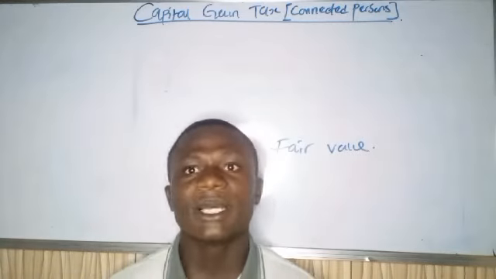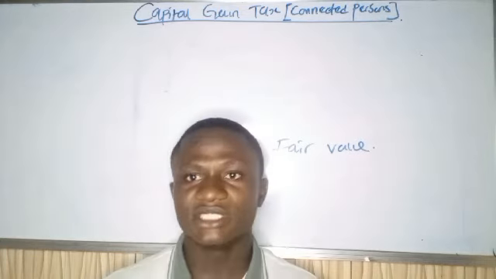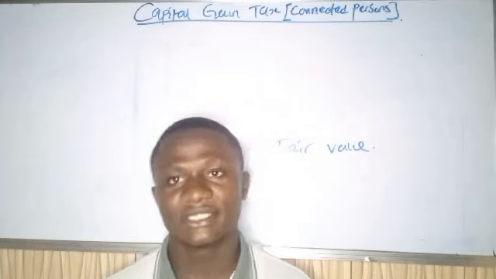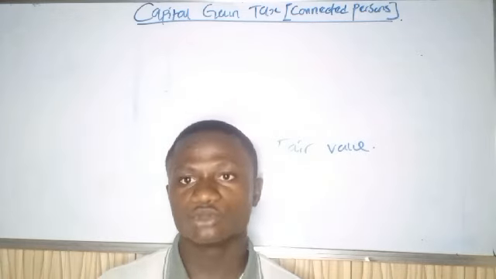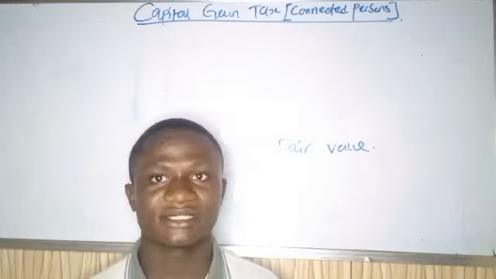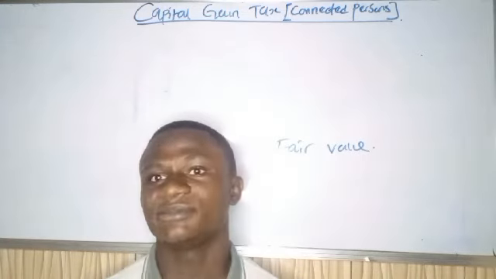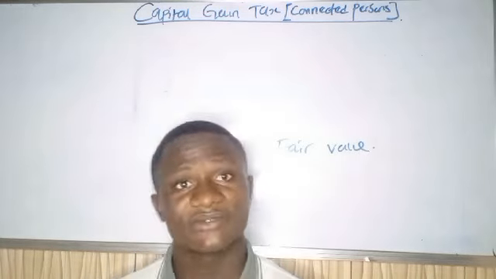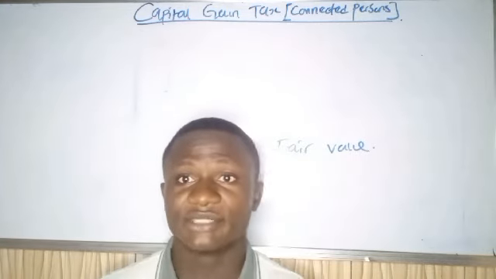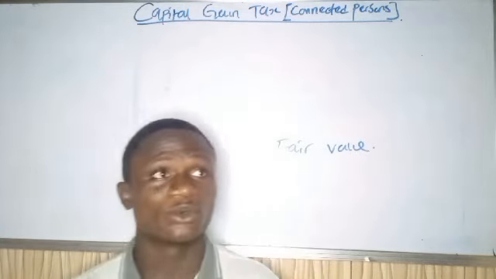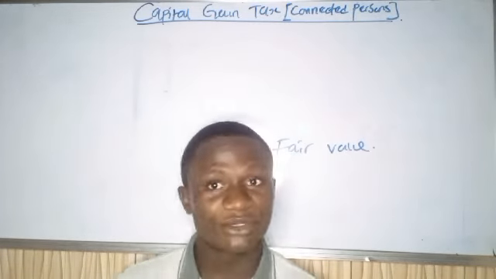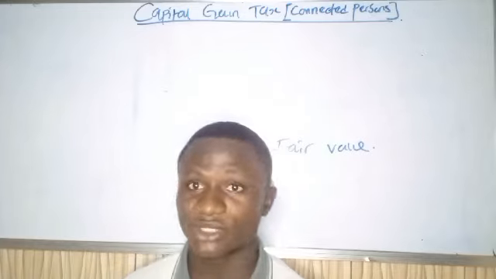It is very easy. Consider two individuals, A and B. A and B are not related, but A wants to buy a machine from B. A knows very well that he is buying the machine for 30 million naira, but because he wants to avoid paying tax, he decides to lie that B is his relative and he is buying this machine for 7 million naira. Meanwhile, he bought it for 30 million naira.